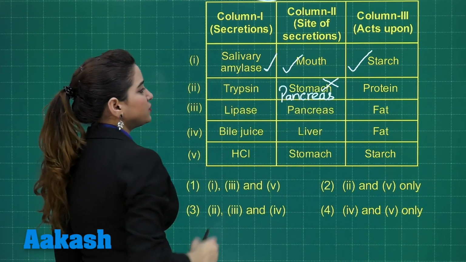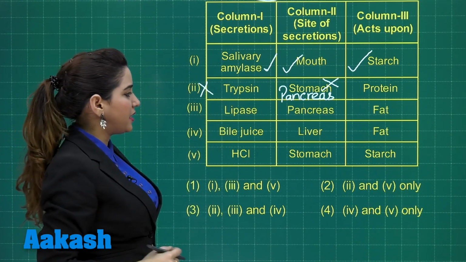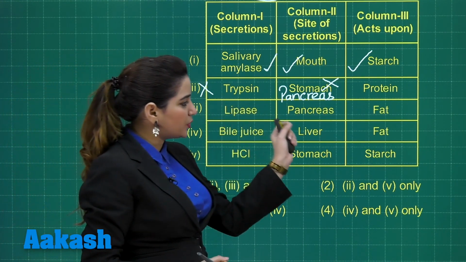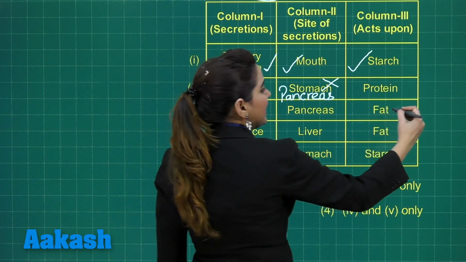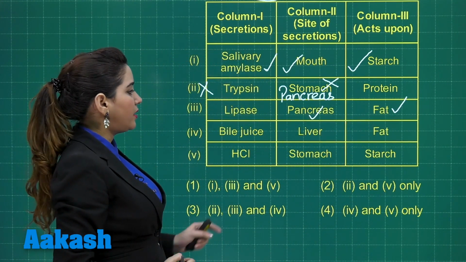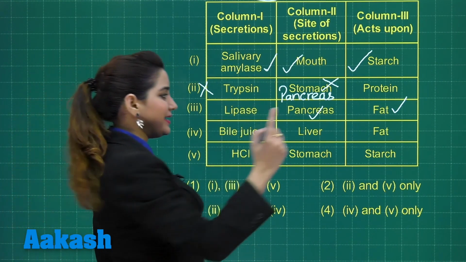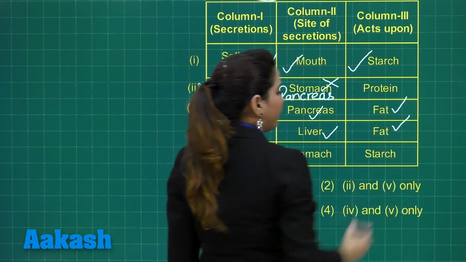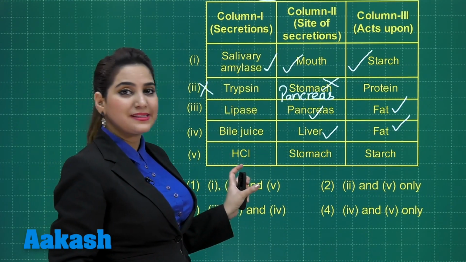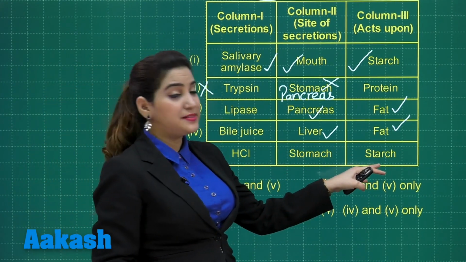Therefore, because of this one, option 2 becomes incorrect. Next one, lipase is the name of the secretion, and yes, it is produced from pancreas, and yes, it acts on fat. Again, correct. Next one, bile juice. Bile juice is definitely produced from liver, and yes, it also acts on the fat. Next point is HCl, hydrochloric acid. Yes, it is produced from the stomach, but here in the end it is written starch.